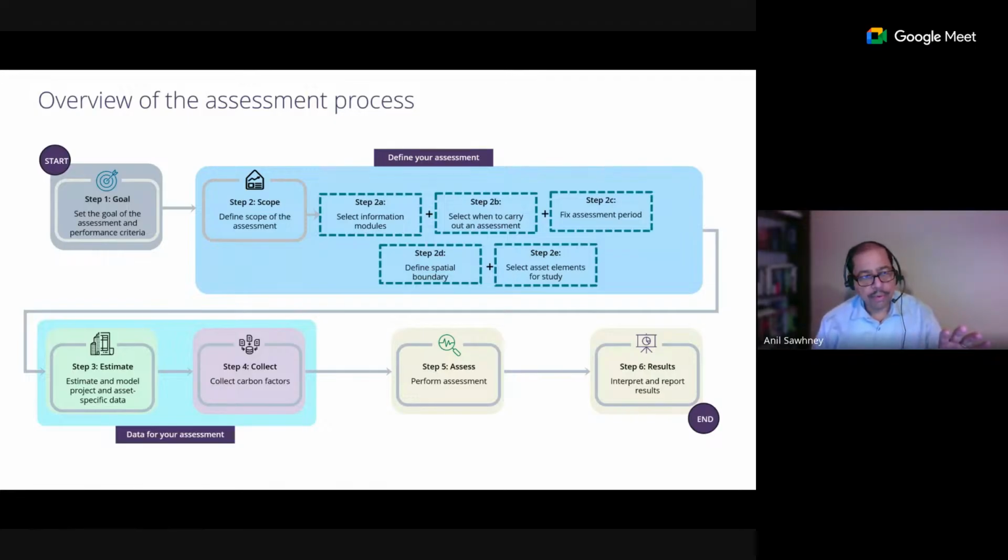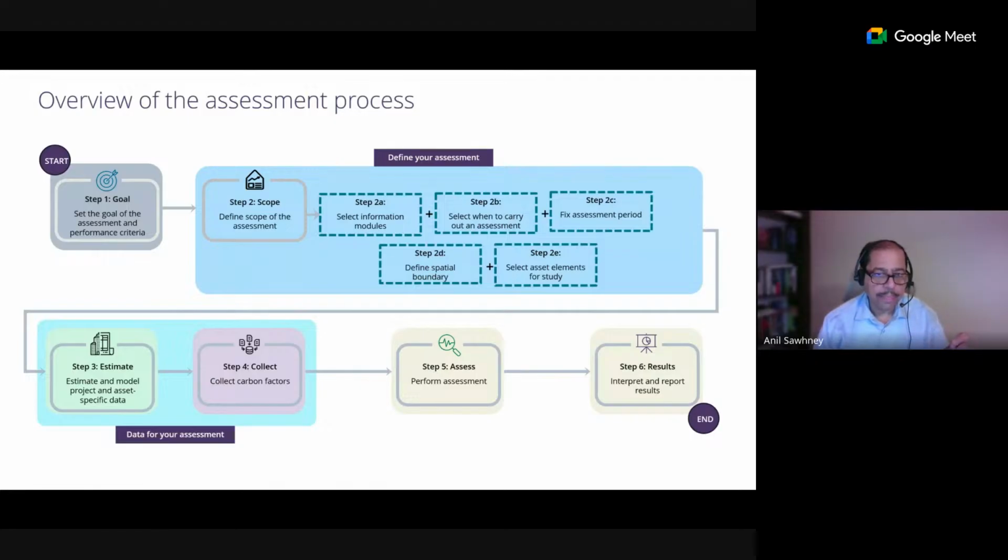Step 2 is very important. This is where you define your assessment. This is called step 2, scope. This is where you're going to define the scope of your assessment. The scope is defined by using 5 dimensions.